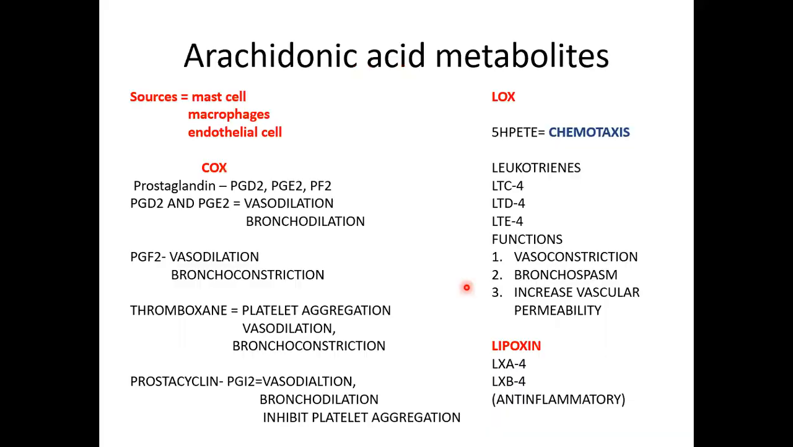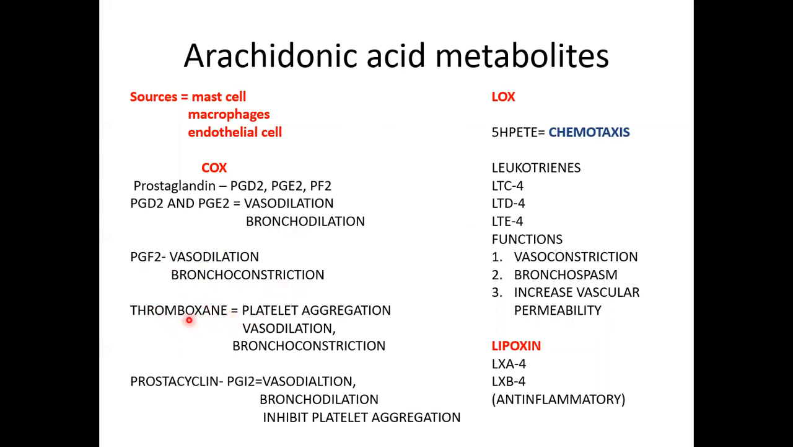Good. For arachidonic acid metabolites, the sources are mast cells, macrophages, and endothelial cells. So know their sources. Now, in the COX pathway, we have the prostaglandins PGD2, PGE2, and PGF2. PGD2 and PGE2 cause vasodilation and also bronchodilation. PGF2 also causes vasodilation, but it causes bronchoconstriction.